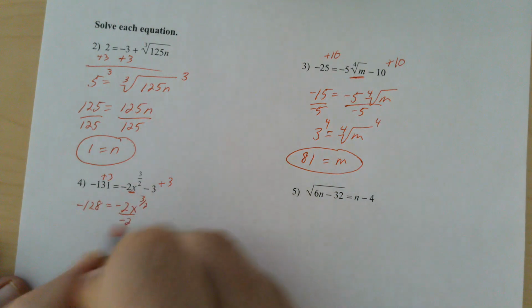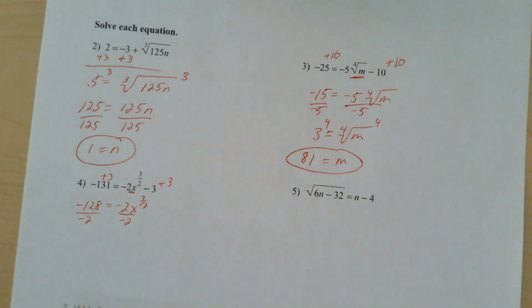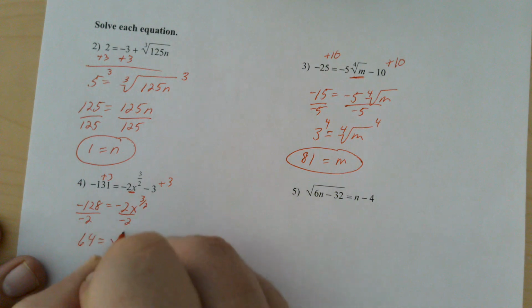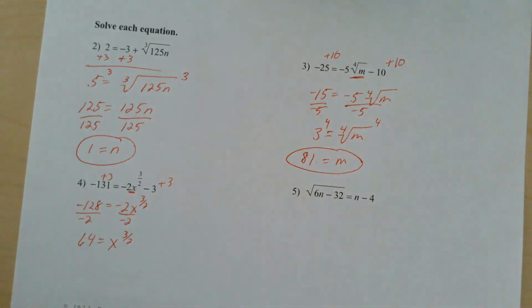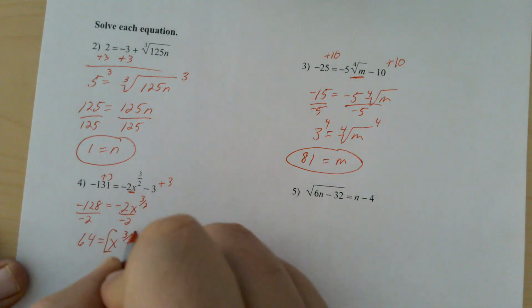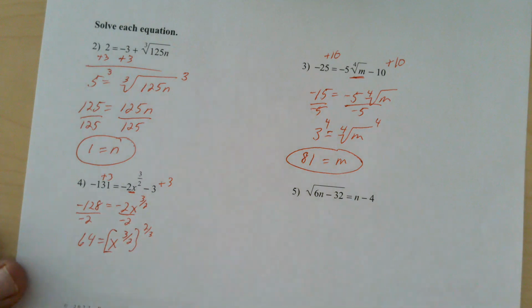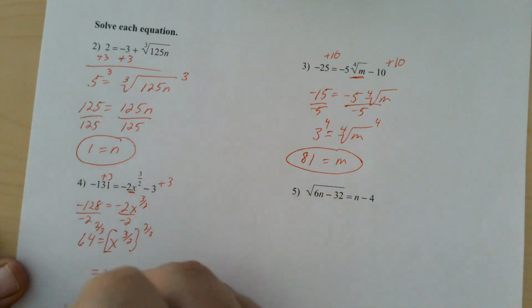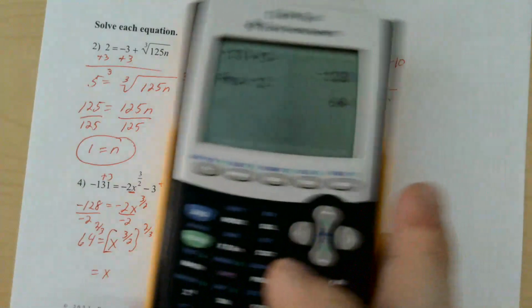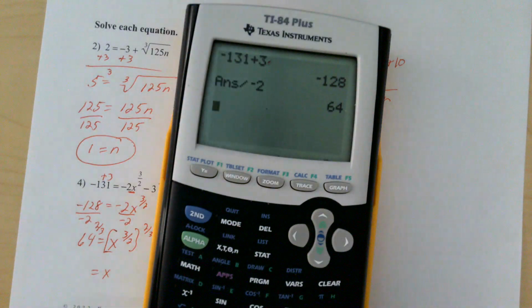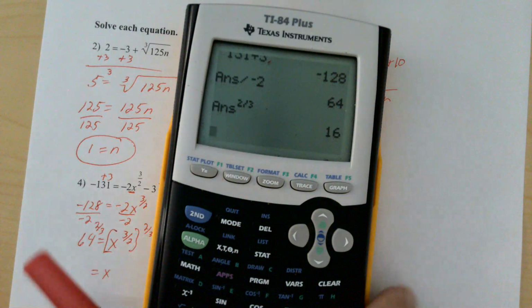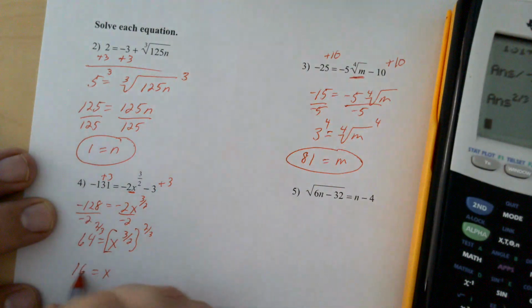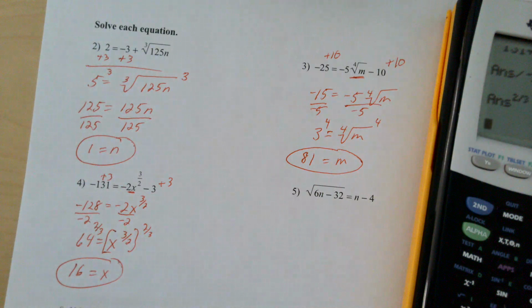Then I'm going to divide by negative 2. Should be 64, but let's do this. It's going to be 64. And then my last move, I have a power of 3 halves. We learned to undo a power of 3 halves, raise both sides to its reciprocal. So I'm going to ask my calculator. Let's see here. I'm going to take that 64 and raise it to the 2/3. And it tells me a 16. And there's my answer. Okay?